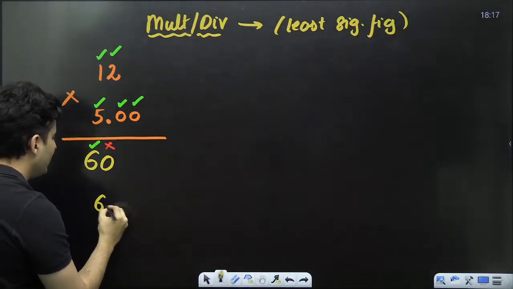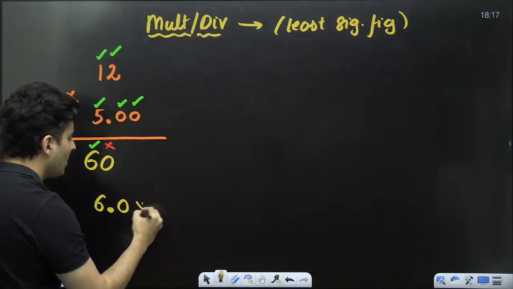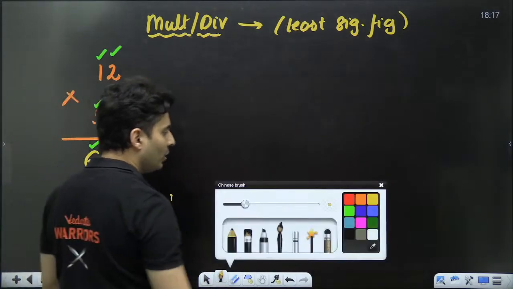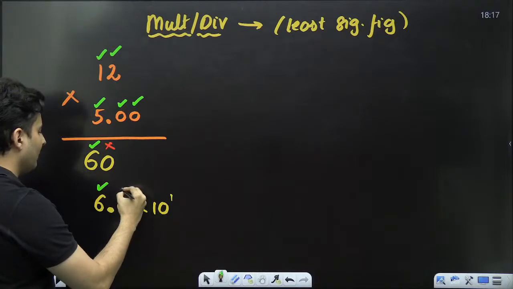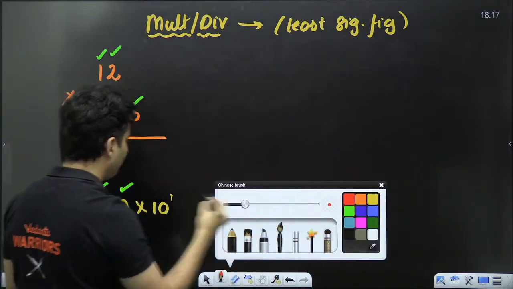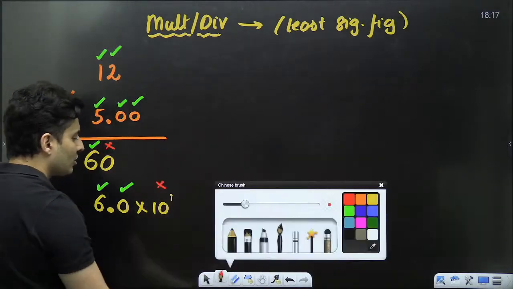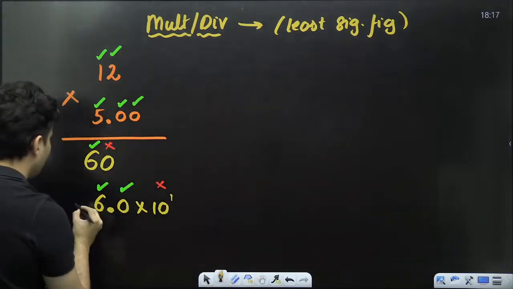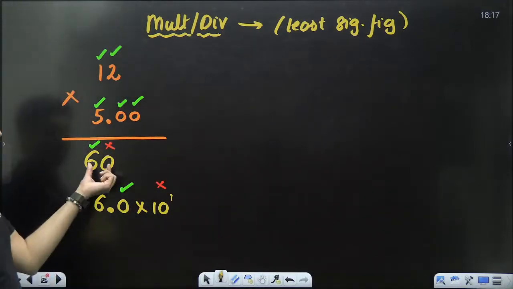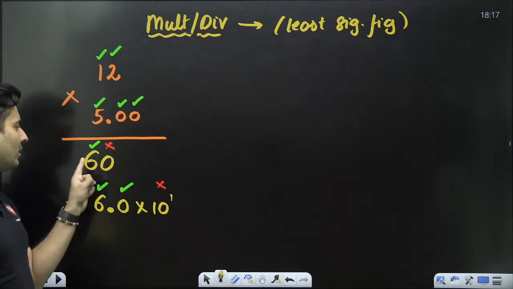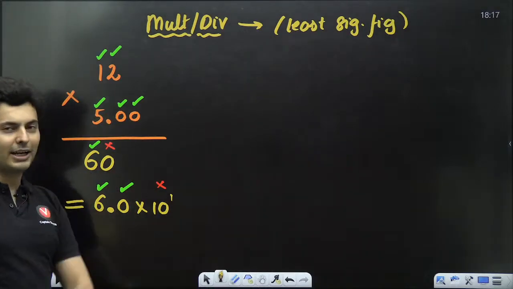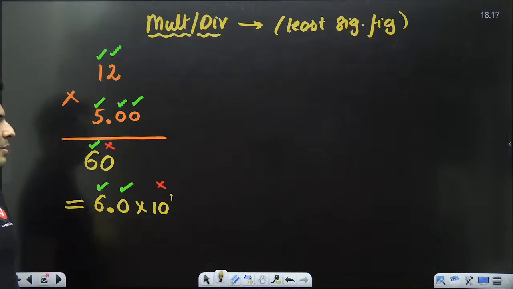So I can write it as 6.0 into 10 to the power 1. Beautiful. So now this is significant. This is significant. I know 10 powers are not significant. So I can see this must be the correct answer. This is just the value, but this is not the correct way of writing it. This is the correct way of writing it. 6.0 into 10 to the power 1.